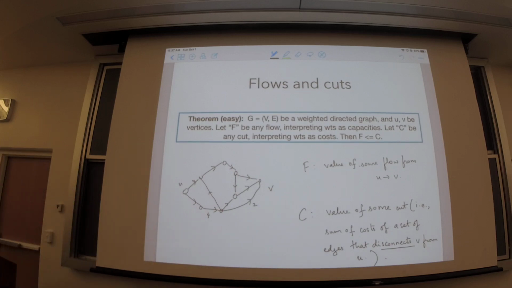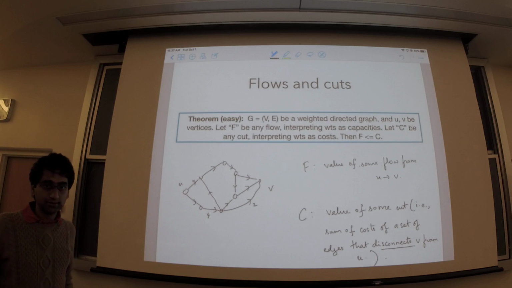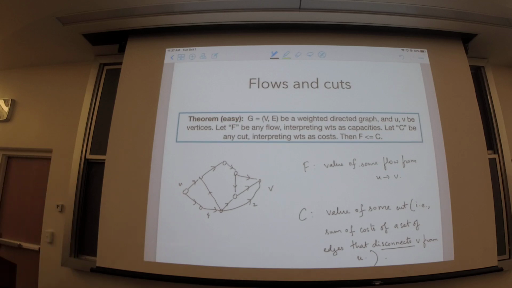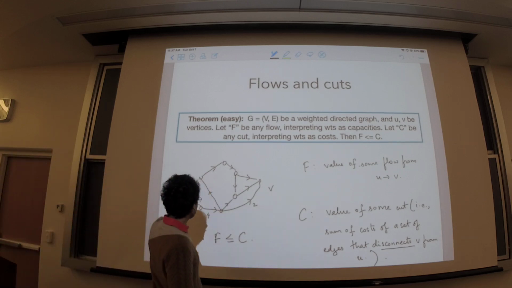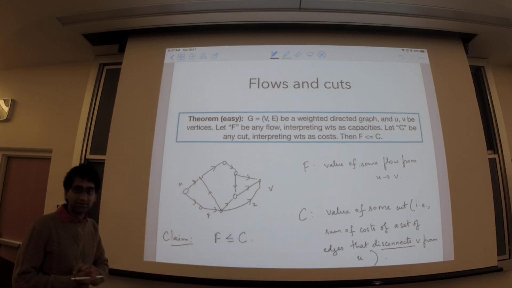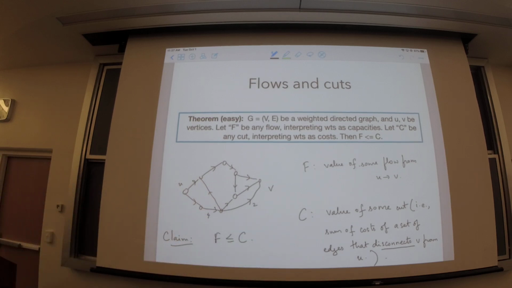All right. So F is some flow from U to V, and C is the value of some UV cut. And what I would like to claim is that F is less than or equal to C. Okay, that's the theorem: any cut gives you an upper bound on the value of any flow. So that's what this theorem says. Do you guys understand the statement?